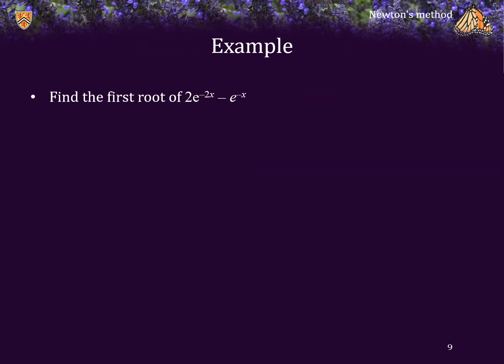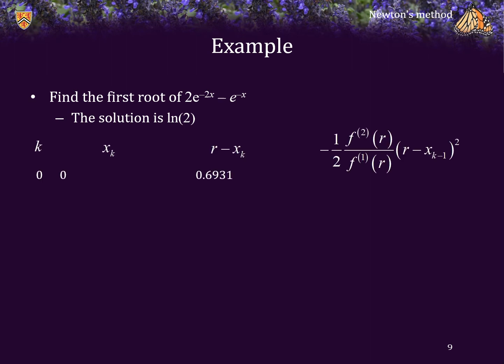As an example of Newton's method, let us find the root, or the first root, of 2 times e to the negative 2x minus e to the negative x. All right, now the exact solution is x equal to ln of 2. However, we're going to start with x sub naught being 0. So that will be our first approximation, and we can see the error of that approximation there. After one iteration, the solution is 1/3, and the error has also reduced.